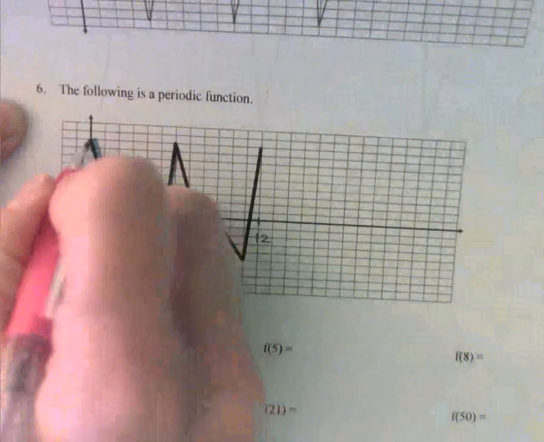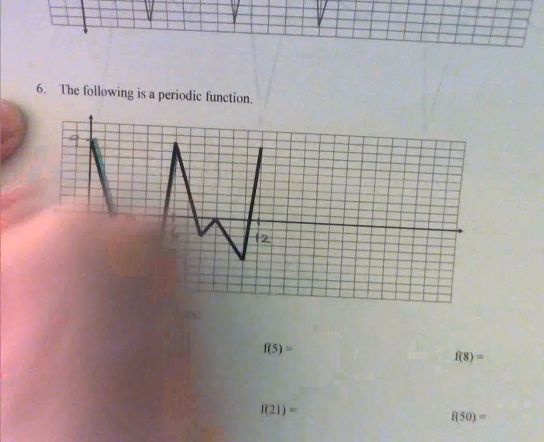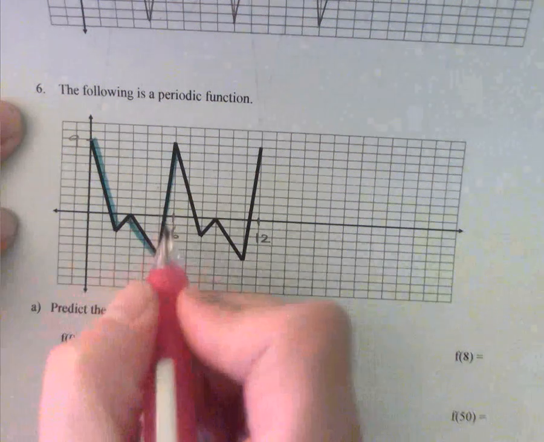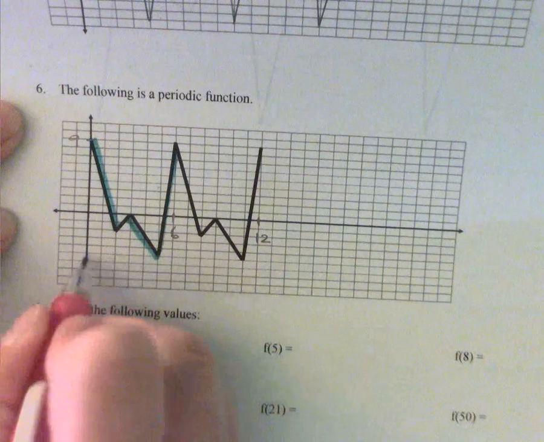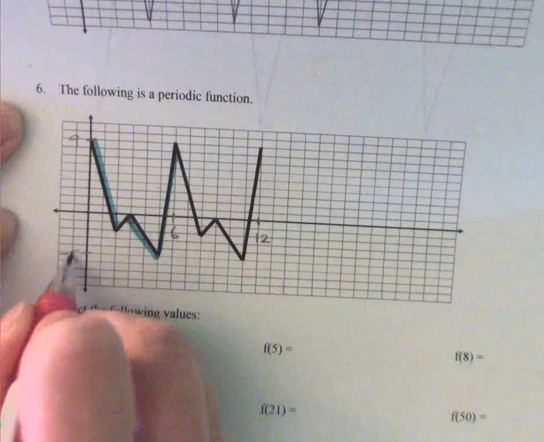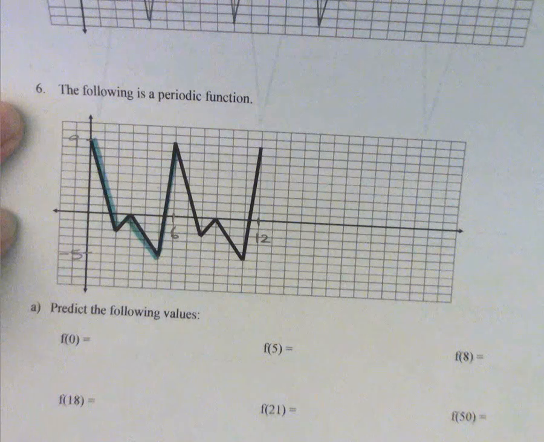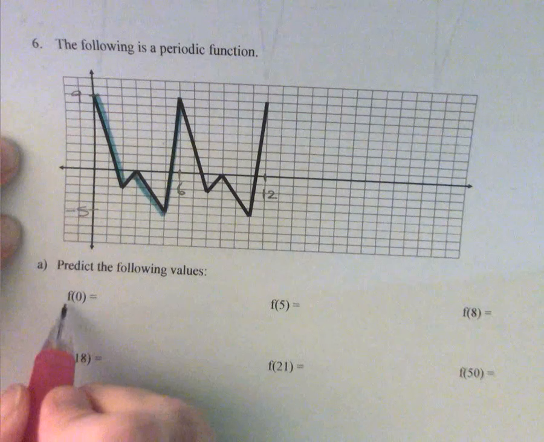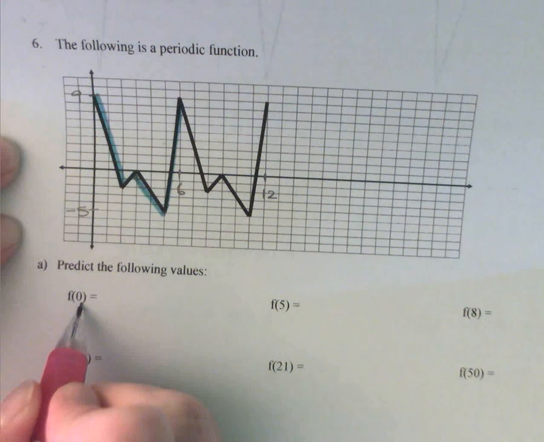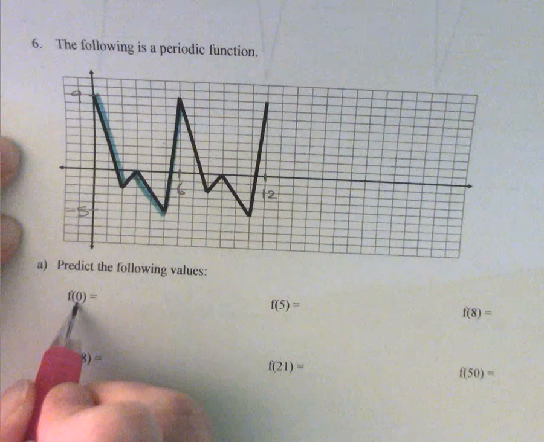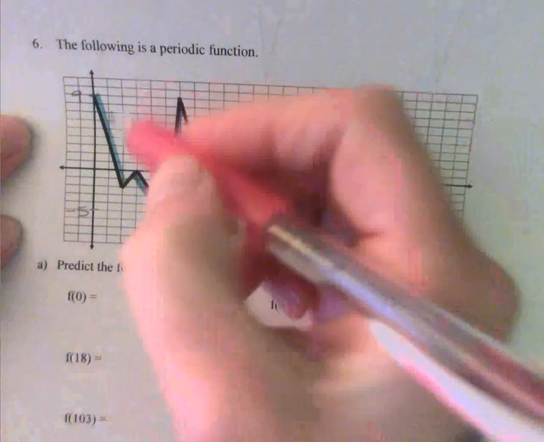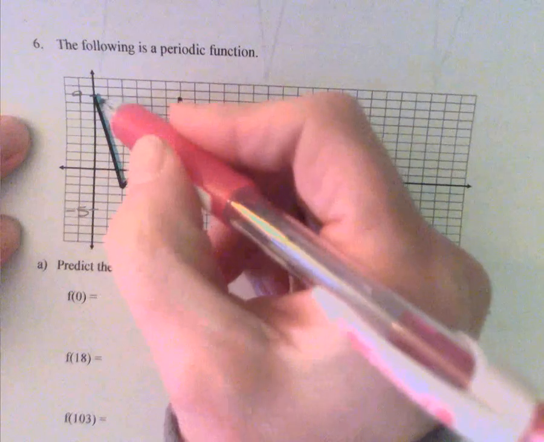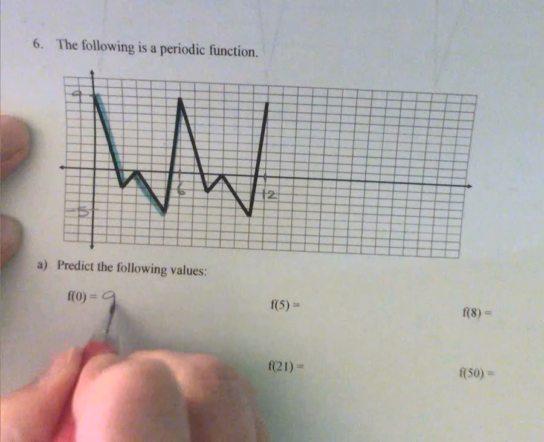My maximum of my function is 9. My minimum is -5. So we want to know what the following values would be. So I want f at 0. So that means when x is 0, what would y be? So if I look, if x is 0, y would be 9. So I write 9.